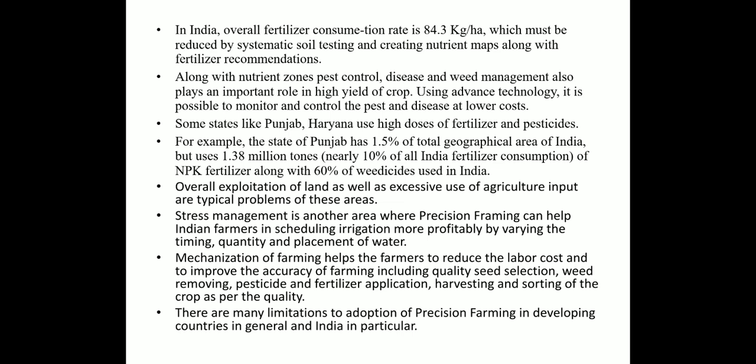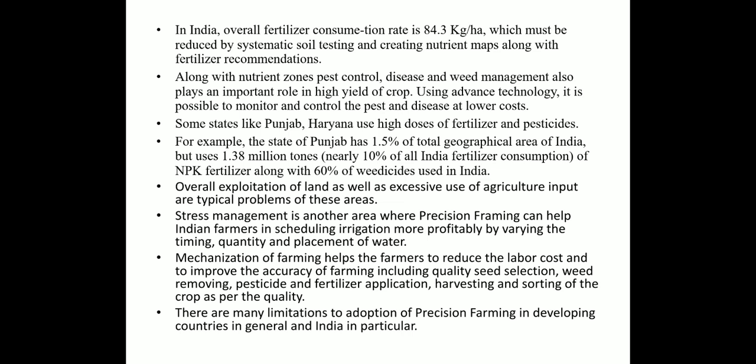Then some states like Punjab and Haryana use higher doses of fertilizers and pesticides. For example, the state of Punjab has 1.5% of the total geographical area of India, but uses 1.38 million tons of fertilizers, weedicides and other agrochemical inputs. The overall exploitation of the land as well as the excessive use of agricultural inputs are typical problems of these areas, that is Punjab and Haryana.